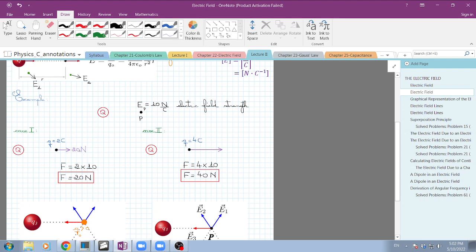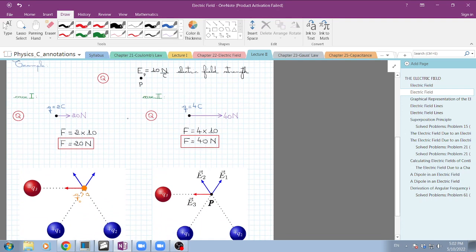On the other hand, if instead of this 2 coulomb charge, you put a 4 coulomb charge here, it's very easy to calculate. You're going to find that the force now is going to be 40 newtons. Now you can see that it is actually simplified, right, guys?